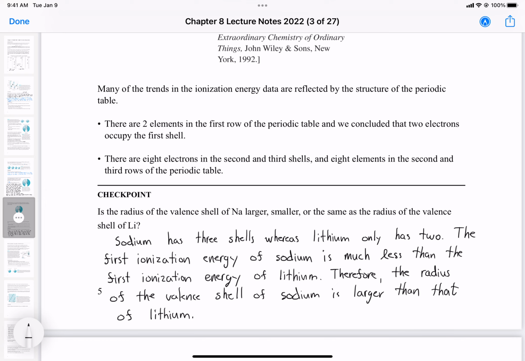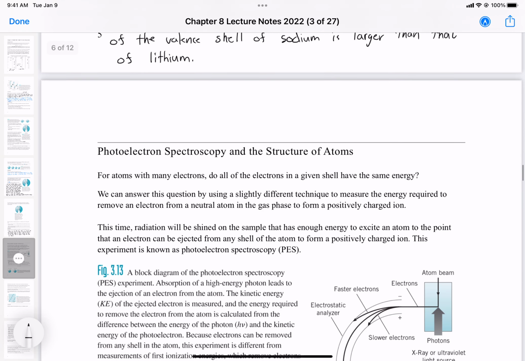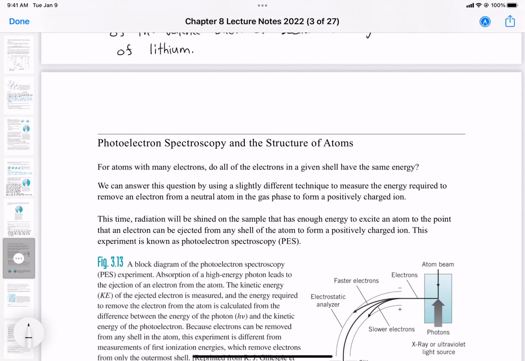Okay, so now we're going to talk about the physical evidence for the arrangement of these energy levels. Then we have to delve into something we call photoelectron spectroscopy and the structure of atoms. So one question we might have is, for atoms with so many electrons, do all the electrons in a given shell have the same energy? Do the 2s and 2p energy levels have the same energy? And we can answer that question.